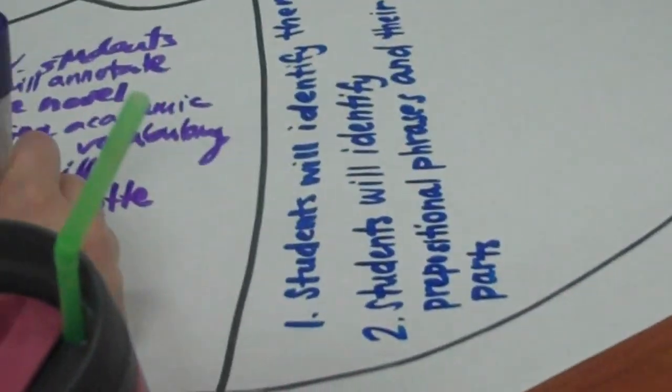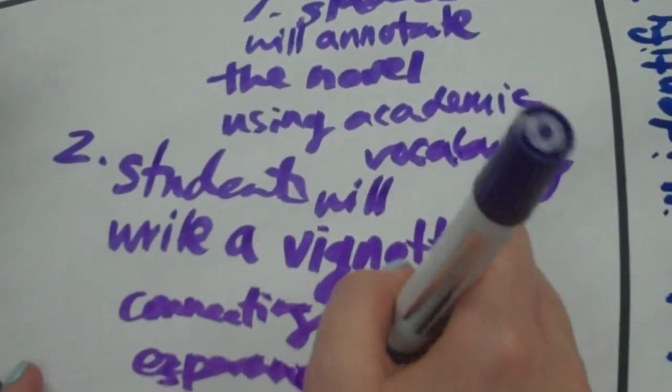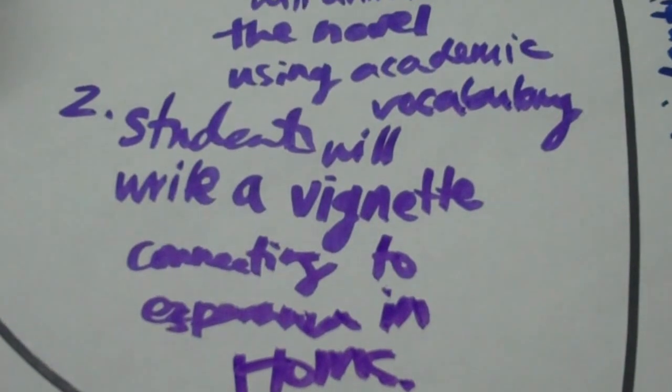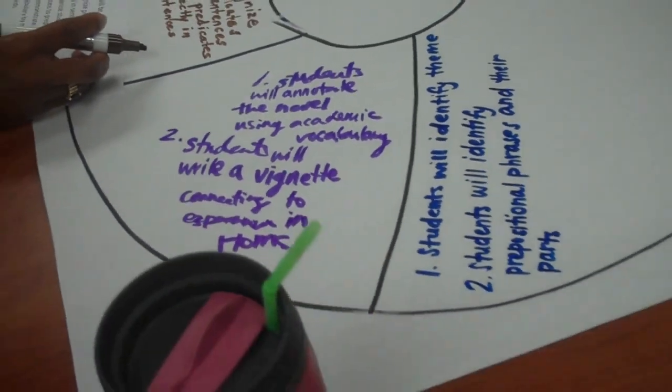Becky Jean, let's see what you're writing, if we can all read it. That's a language objective. I've been using it. Becky Jean, English 1 teacher at Overton High School.